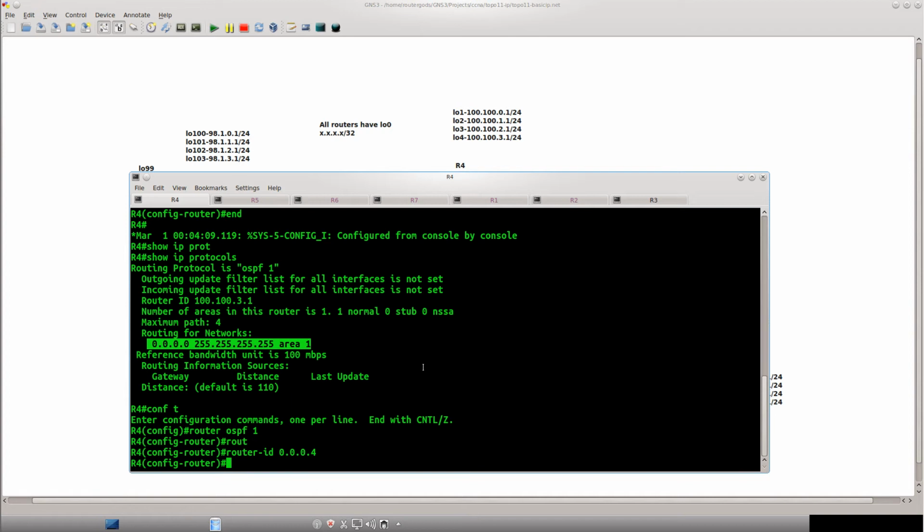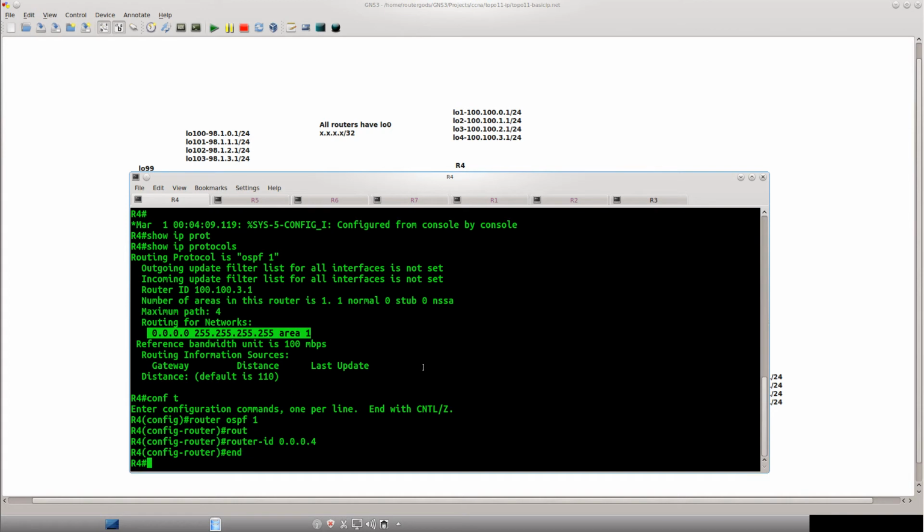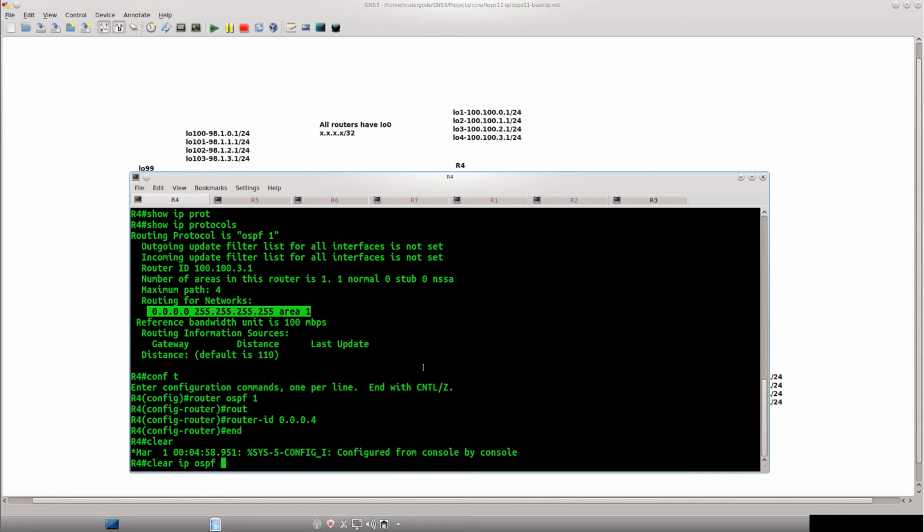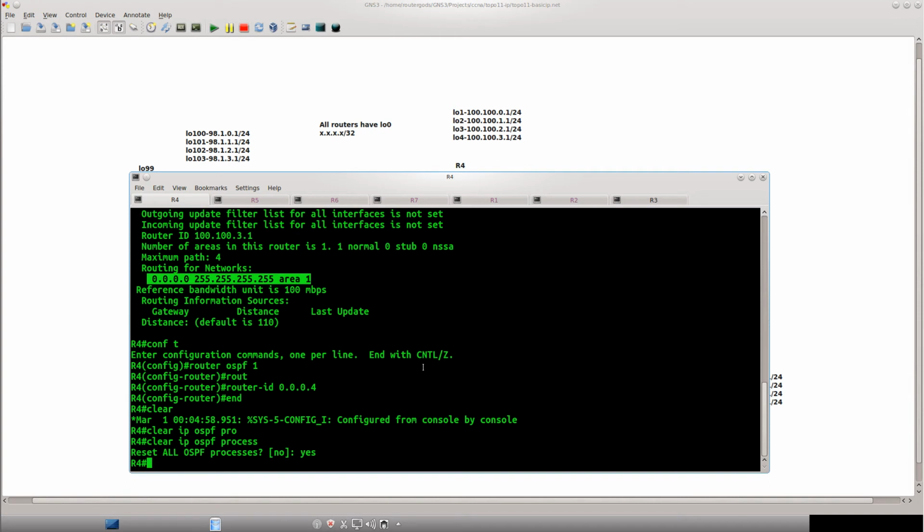So router-ID. And you'll probably have to clear IP OSPF process to kick everything over. The reason we're going to change this router ID is we know that the highest loopback will become your router ID, and that can be kind of a weird number, so I'd have to remember 100.100.3.1. If I change my router ID manually to 0004, that just makes it a lot easier when I look at the database and I look at routes where things are coming from.